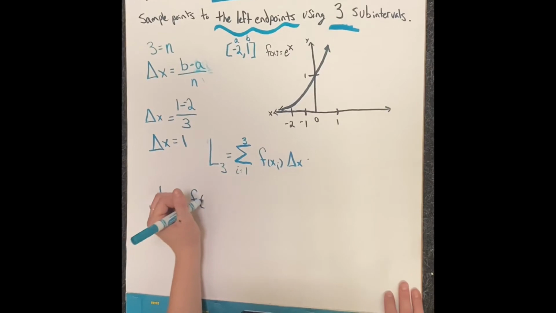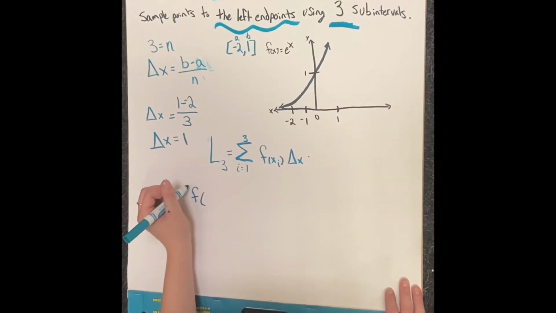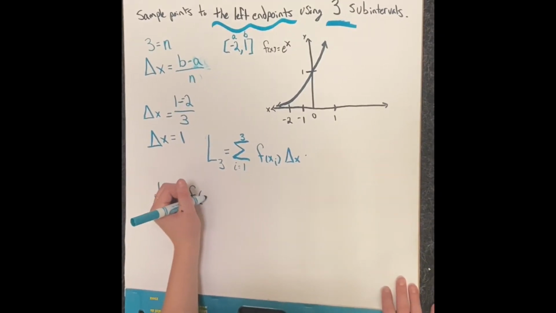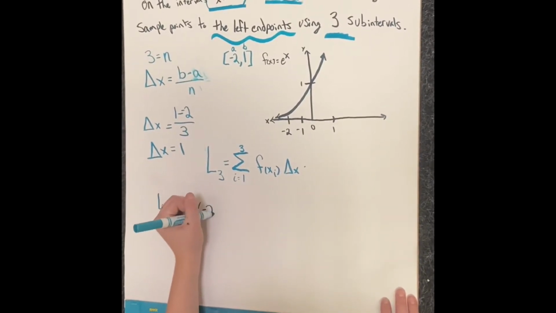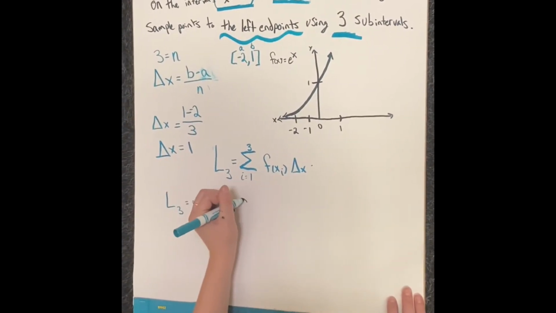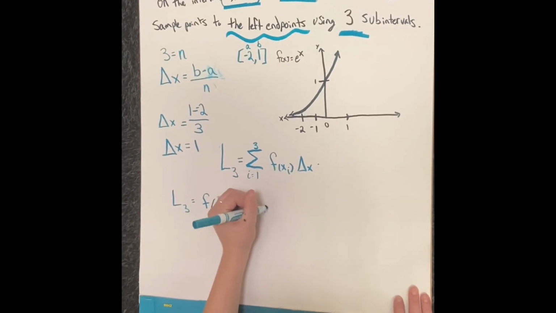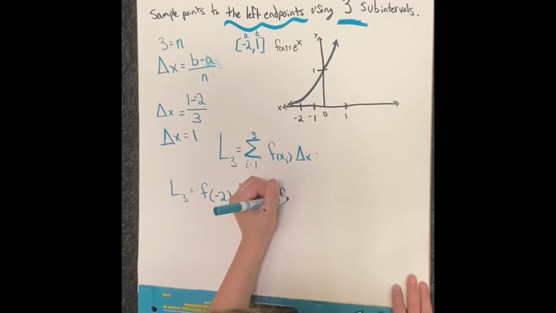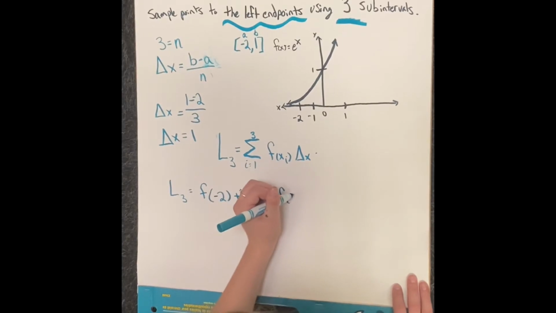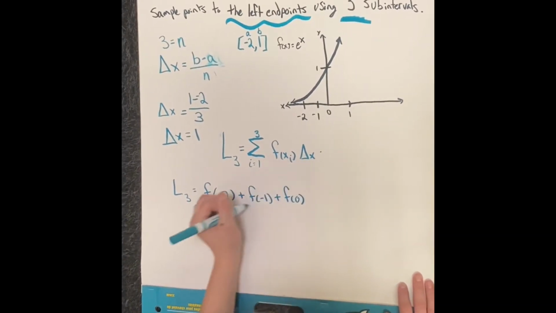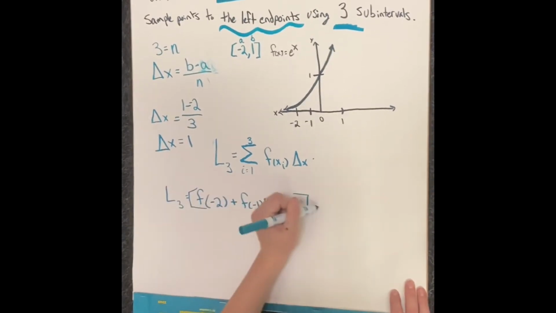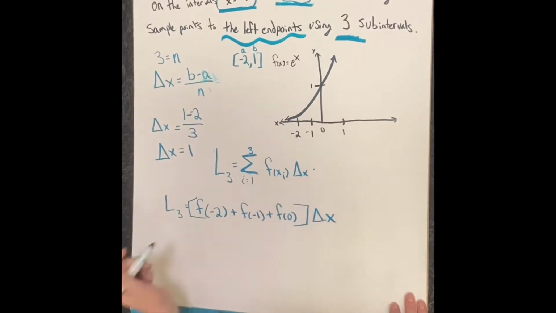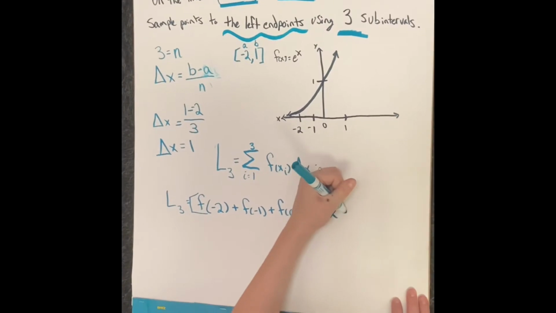f of, so we're starting from the left, which means we're going to do f of -2 from this interval. That's the one furthest to the left. Then you add the next interval over, which is going to be -1, and the next interval is f of 0. Now you're only using 3 subintervals, so there only needs to be 3 in there. And then you're going to multiply all this by the change of x, which we have found above is going to be 1.